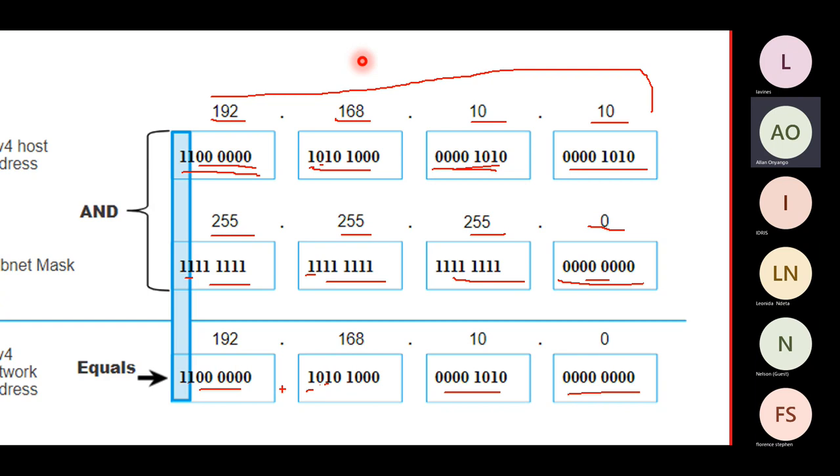Once you get this binary here, now you need to change it to decimal. So this is 128 plus 64, you get 192. This is 128 plus 32 plus 8, you get 168. This is 8 plus 2, you actually get 10. And here is all zeros.